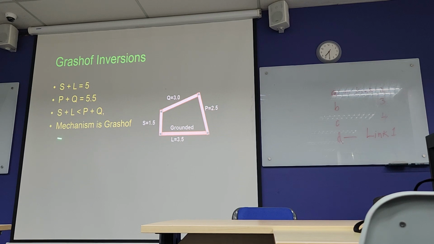So S plus L is less than P plus Q. So this mechanism is a Grashof mechanism. That means this mechanism can function, so at least there is one link in the mechanism which can have a complete revolution. If this condition is not followed, then you cannot have the Grashof condition. That means the system cannot be called a mechanism.